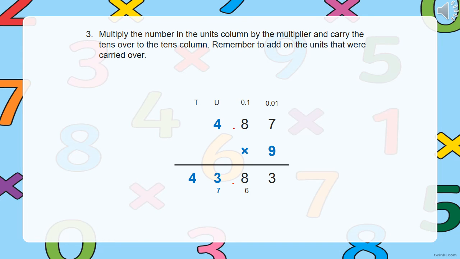And finally, we multiply the number in the units column by the multiplier and carry the tens over to the tens column. But this time, remember, as it's the last one, we don't put the tens that we carry over underneath, we put it in line. Remember to add any units that were carried over. So this time it's 4 times 9. We know that 4 times 9 is 36, but we have to add the 7 units that were carried over from last time, giving us 43. That now makes our final answer 43.83.